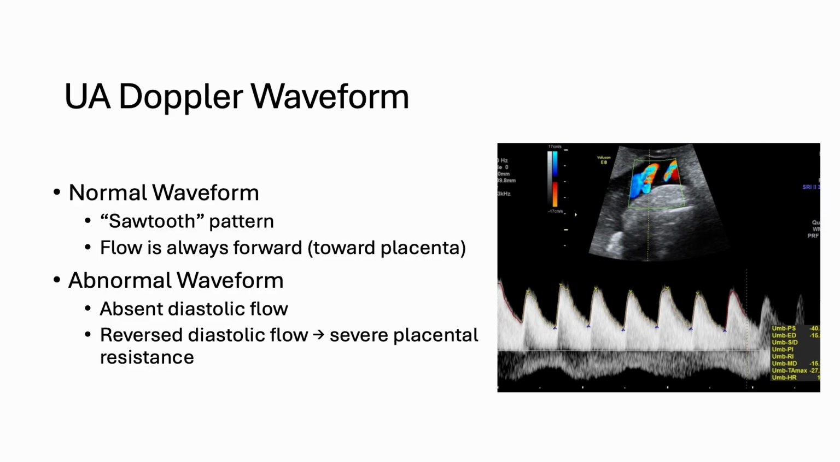So, the UA Doppler waveform. A normal waveform is going to show a sawtooth pattern, and this tells us that the blood is flowing forward toward the placenta. An abnormal waveform may show absent diastolic flow or reversed diastolic flow. That can be due to severe placental resistance, where the blood is not able to flow through and is actually pushing back.